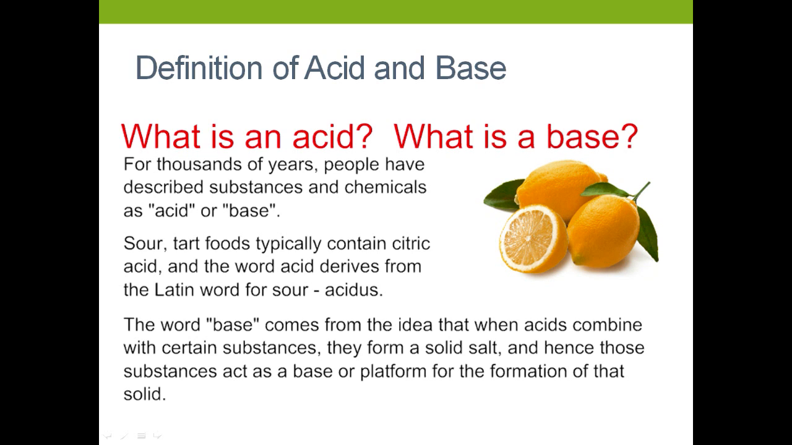What is an acid? What is a base? For thousands of years, people have described substances and chemicals as acid or base. Sour, tart foods typically contain citric acid, and the word acid derives from the Latin word for sour, acidus. The word base comes from the idea that when acids combine with certain substances, they form a solid salt. Hence, those substances act as a base or platform for the formation of that solid.